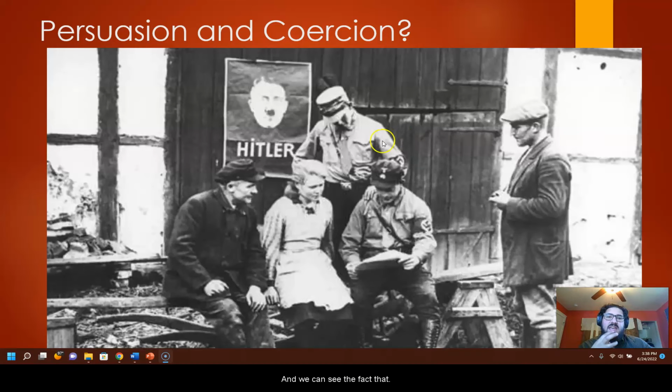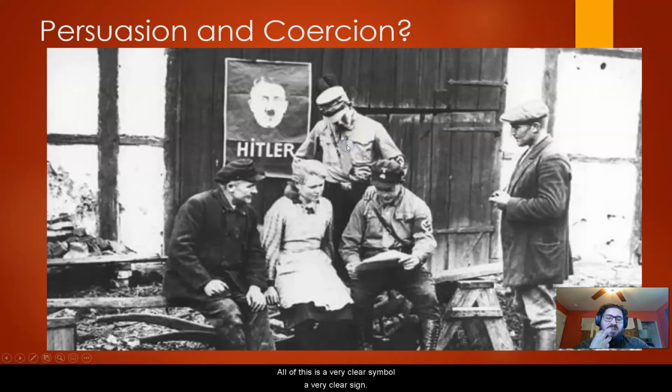And we can see the fact that all of this is a very clear symbol, a very clear sign of the complicated nature between persuasion and coercion. This can be a very nice chat with potential voters and, hey, maybe vote for us. We're trying to restore the country. We're trying to get us out of debt. We also don't like the Jews.